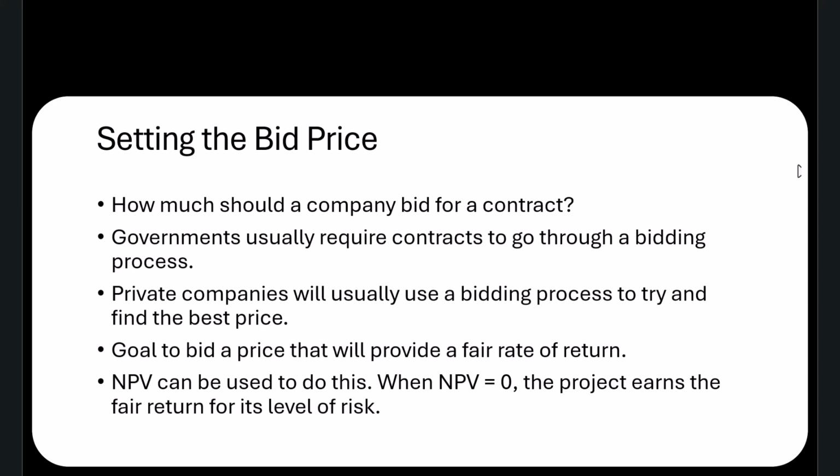So the goal of the company bidding for the contract is to bid a price that will provide a fair rate of return. If you bid too high a price, you're not likely to get the contract. If you bid too low a price, you're going to earn a return that is not commensurate with the risk you're taking. So we can use NPV to work this out. When NPV is equal to 0, the project earns the fair return for its level of risk.